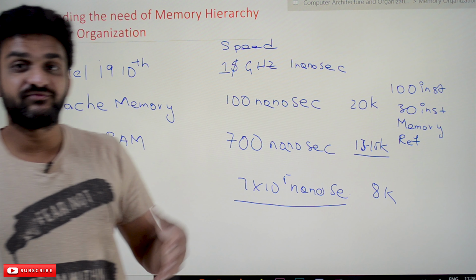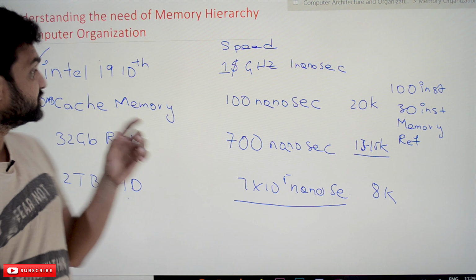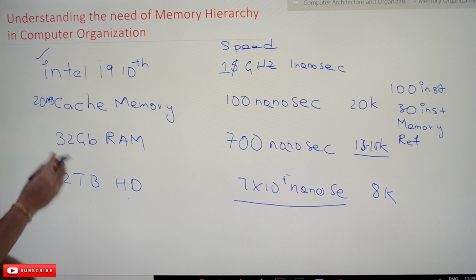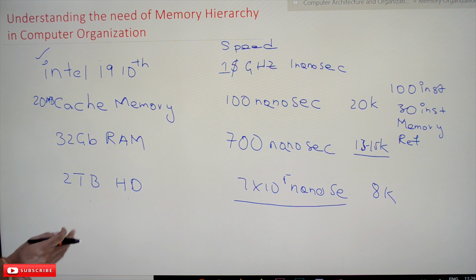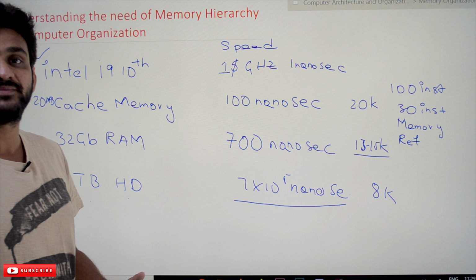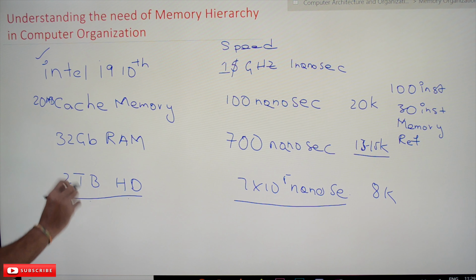Okay, for example, if you have thousands of applications stored on our computer, is it possible to store those applications on cache memory? No, it is not possible. Is it possible to store those applications on RAM? No, with 32 GB of RAM, it is not possible to store those applications on our computer. And with the 2 TB hard disk, yes, it is possible.